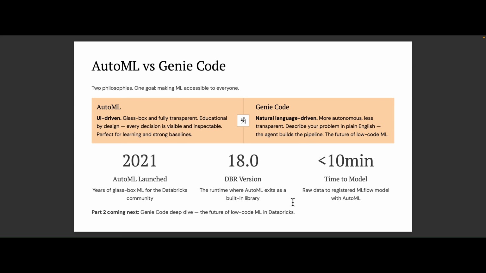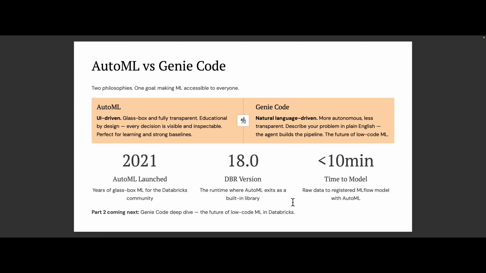But there is something which I noticed: AutoML is not going to be supported in runtime 18.x onwards. And they have also introduced Genie Code. As you can see, it was prompting to use that. So it looks like there will be some transition from AutoML to Genie Code. And we'll see how we can use the same model with Genie Code in our next video.